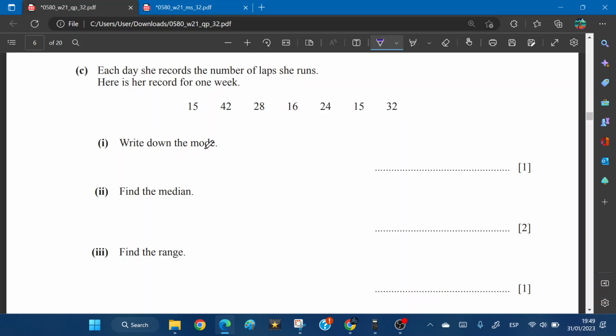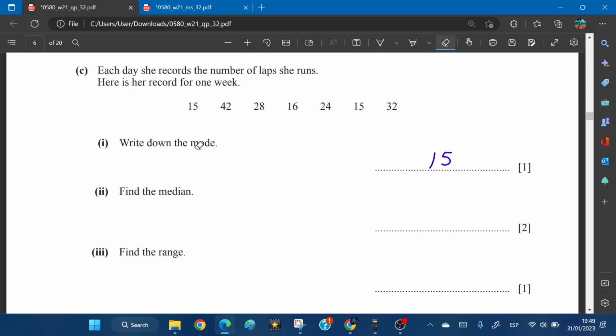Write down the mode. Remember, mode, the number that occurs the most, right? And there's only two numbers that occur twice. That's 15. So that's the number that occurs the most, 15. Okay, the median is the middle value. So you want to go 16, yeah? But that's wrong.